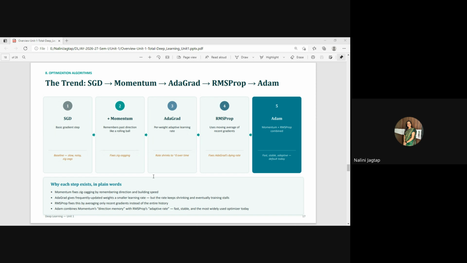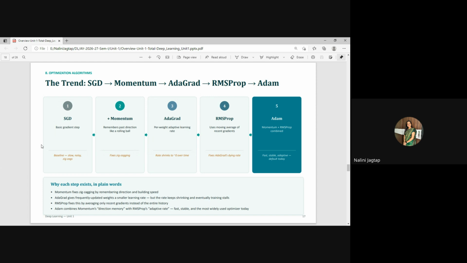Again, I will repeat. The Adam optimizer gives the natural synthesis of what we have learned through this chain. What does it do? It combines momentum's remember-the-direction strategy and RMSProp's adapt-the-rate-per-weight strategy into a single optimizer, so that it's simultaneously fast, stable, and adaptive. That is exactly why today Adam has become the default starting choice for training the overwhelming majority of deep learning networks. Now we will move to the hyperparameters.